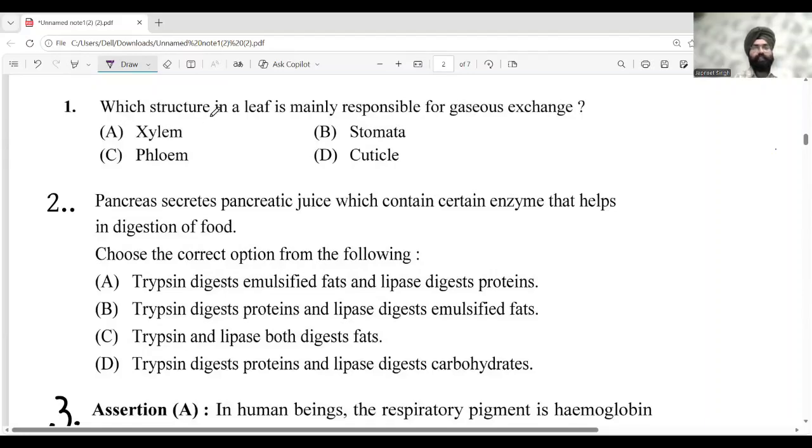So the first question is, which structure in a leaf is mainly responsible for gaseous exchange? Xylem, stomata, phloem, cuticle. So our correct option is stomata. Absolutely correct. Xylem and phloem both transport materials. Xylem transports basically water and phloem transports food materials to the necessary parts of the plant. And what is cuticle? This is a waxy layer which prevents water loss.